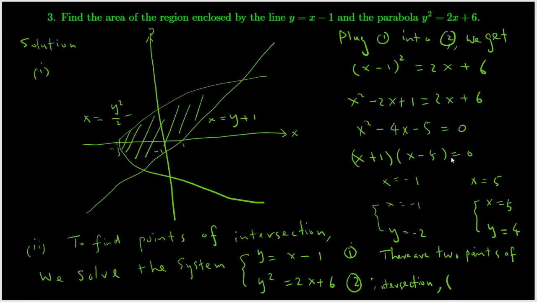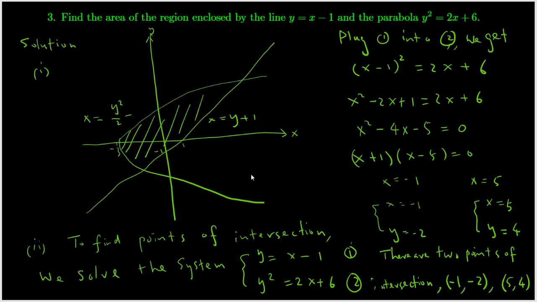One point is the point with x coordinate of -1, y coordinate of -2. The other point is the point with x coordinate of 5 and the y coordinate of 4. I'm going to label the 2 points on the plane region. This is the point. Now look at the mouse cursor. This is the point with x coordinate of -1 and the y coordinate of -2.